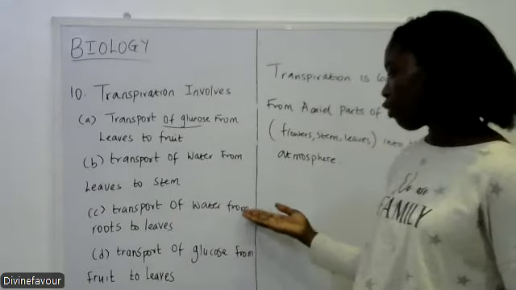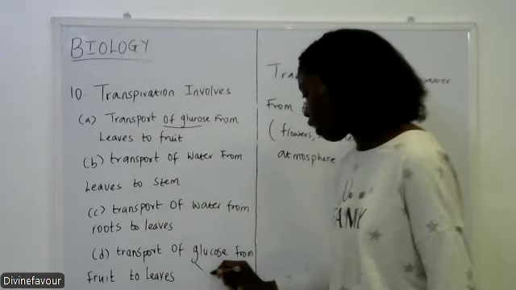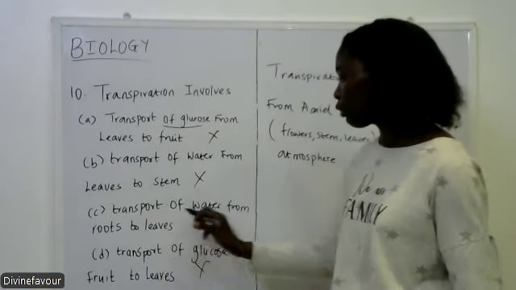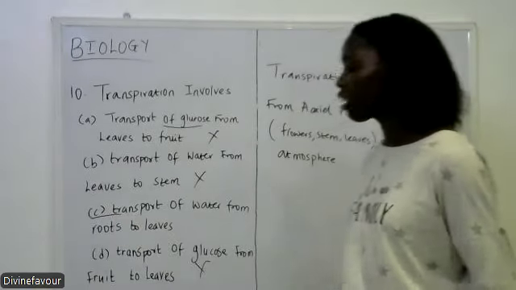Transport of water from roots to leaf. Transport of glucose. So this is also out. This is out. This is out. So transport of water from the root to the leaf. So option C is our answer.